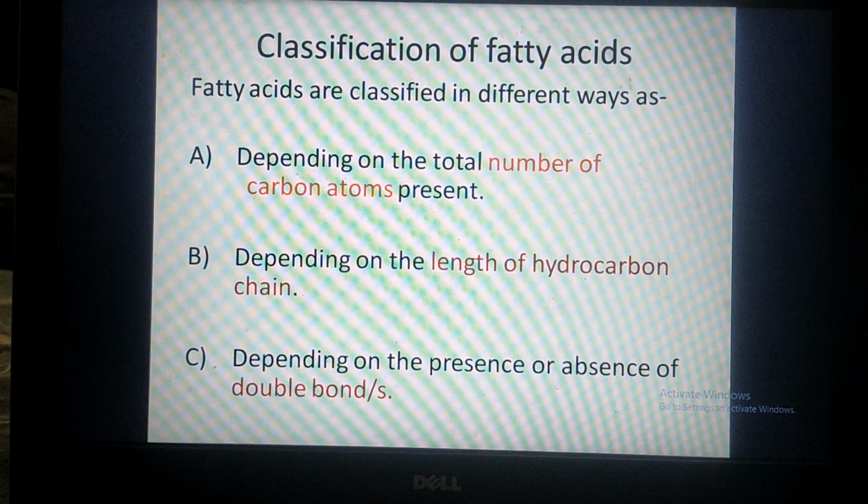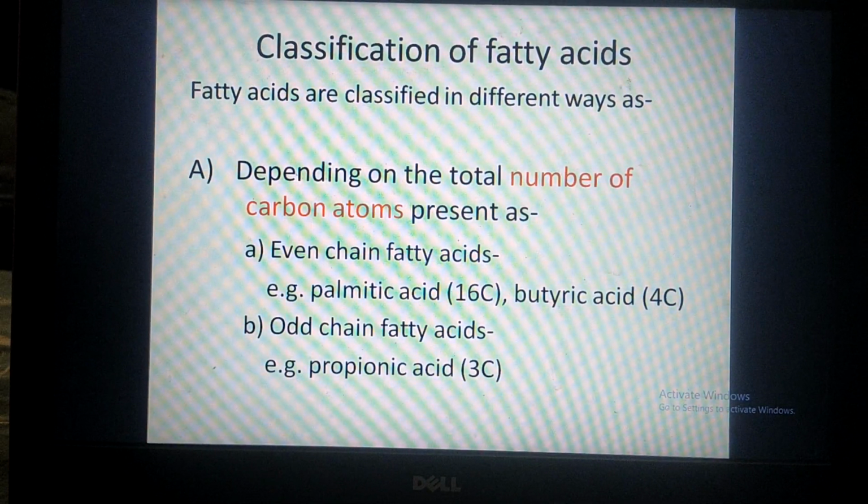Fatty acids are classified in three different ways. First classification is depending upon the number of carbon atoms present in them. Second classification is depending upon the length of the hydrocarbon chain, and third classification is based on the presence or absence of double bonds in the hydrocarbon chain of fatty acids. So first classification, depending upon the total number of carbon atoms present, fatty acids are classified as even chain fatty acids and odd chain fatty acids.